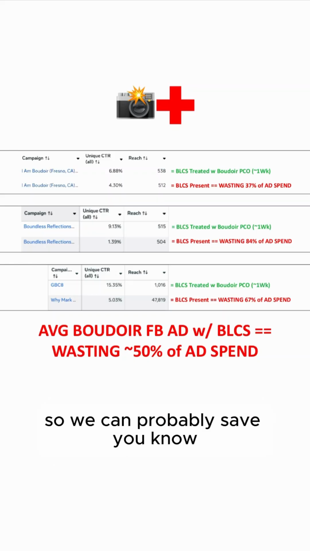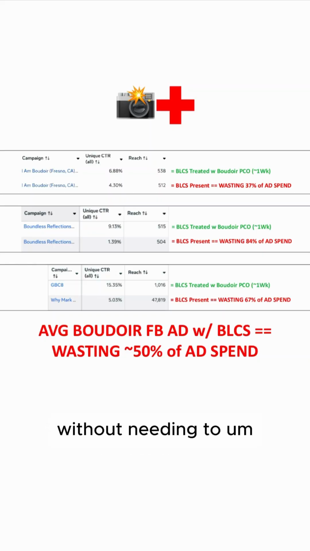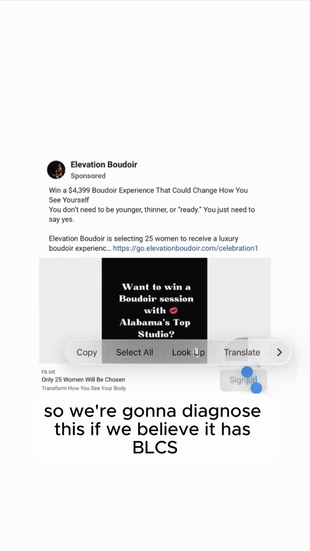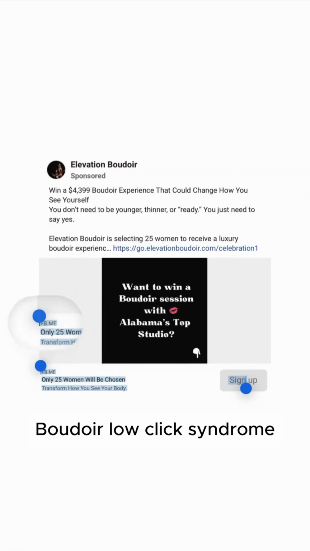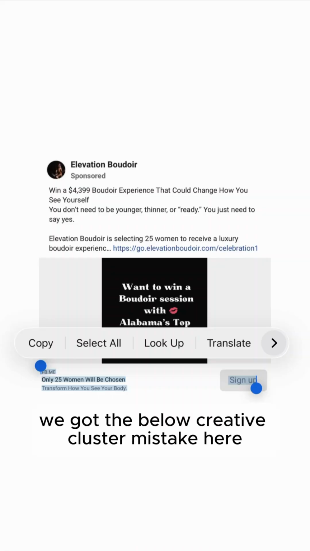So we can probably save 5K a month, or approximately 60K over the next year. So we're gonna diagnose this, see if we believe it has BLCS, Boudoir low click syndrome. So let's see what we got. We got the below creative cluster mistake here.